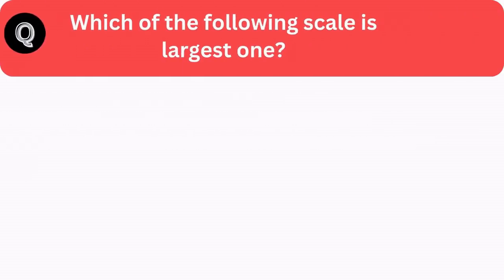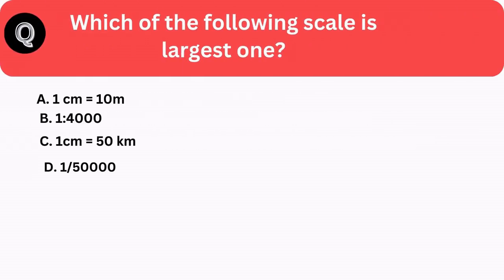Which of the following scales is the largest one? Option A, 1 centimeter equals 10 meters. Option B, 1 by 4000. Option C, 1 by 50,000. Answer A, 1 centimeter equals 10 meters.